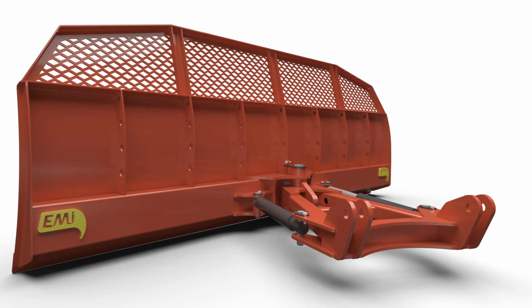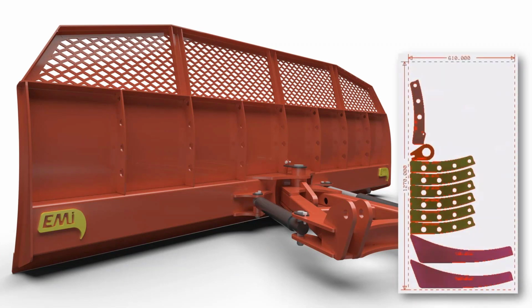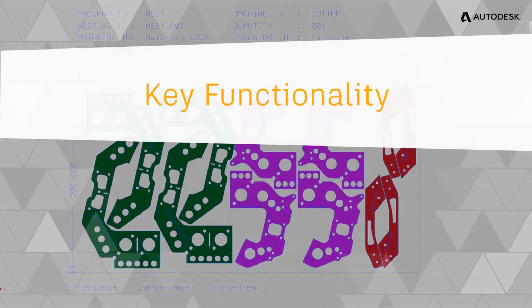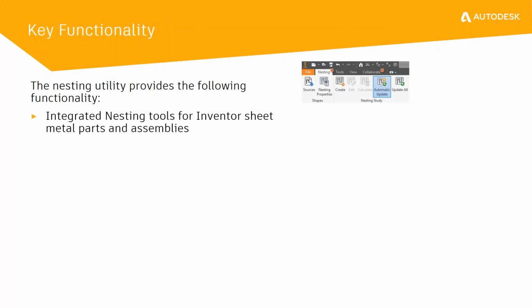We'll be working with the CAD geometry and then moving it directly through to nesting in preparation for, or actually in providing the NC code required to run the design on a local machine. Before we do that, let's have a look at some of the key functionality that the Autodesk nesting utility has. First off, it comes integrated inside of Inventor. So it's going to work with your Inventor parts and assemblies, much like any other component.